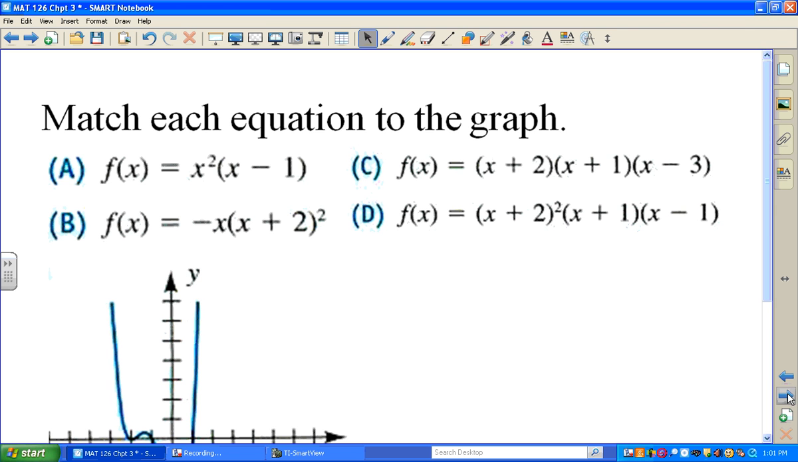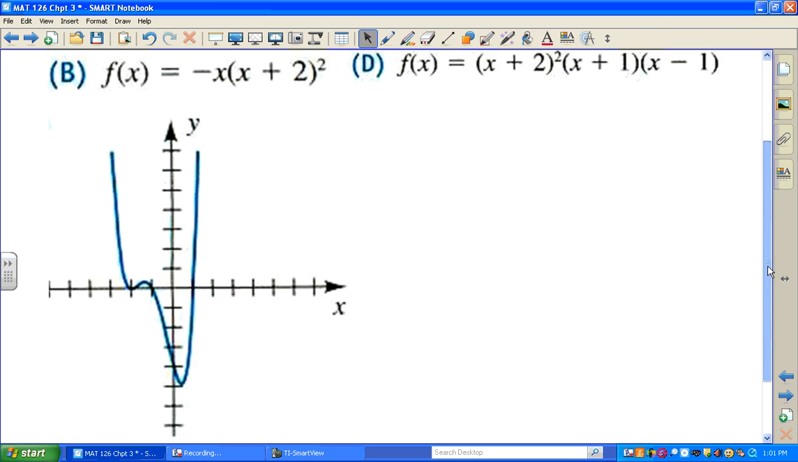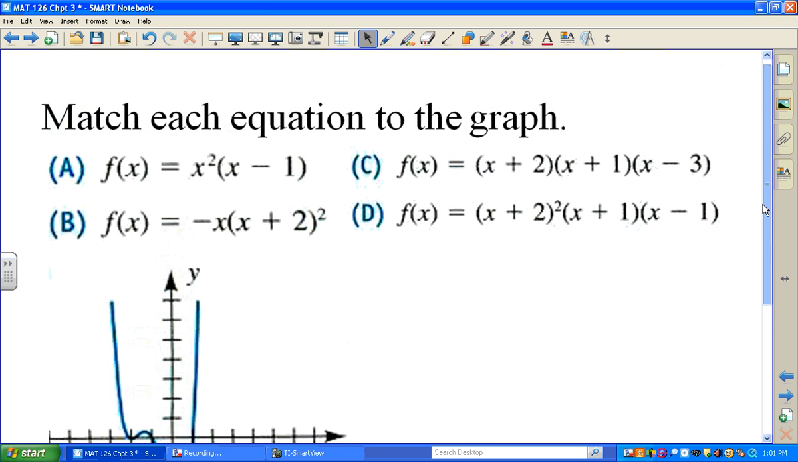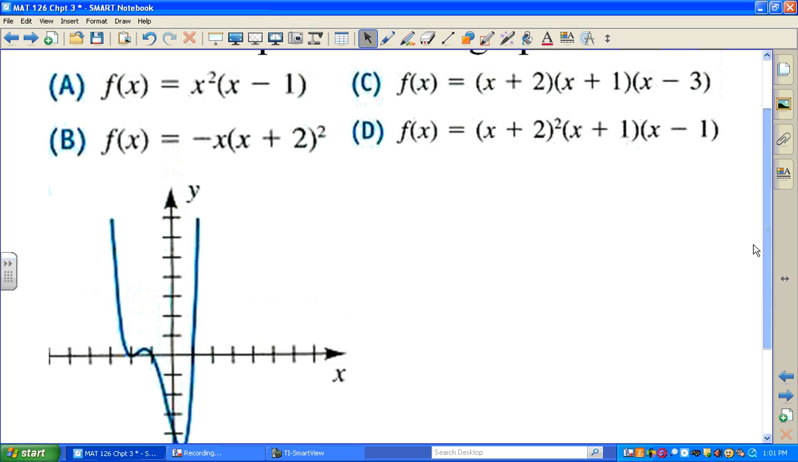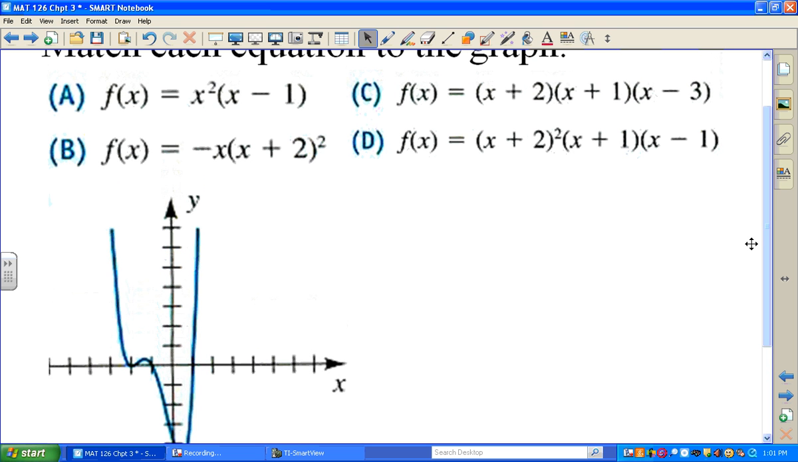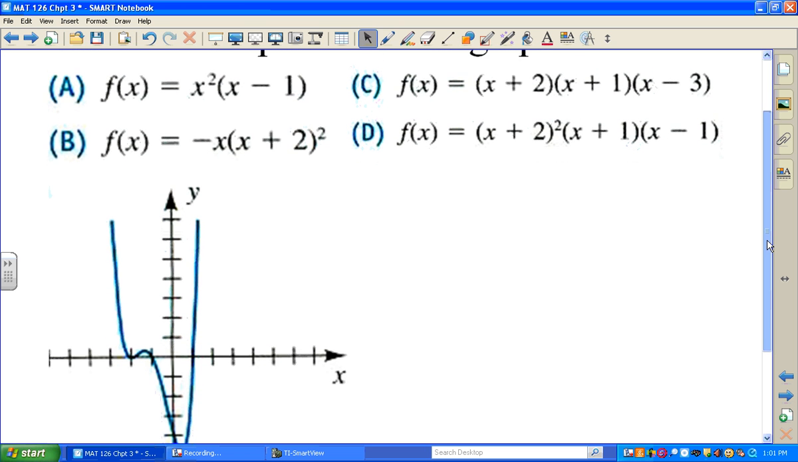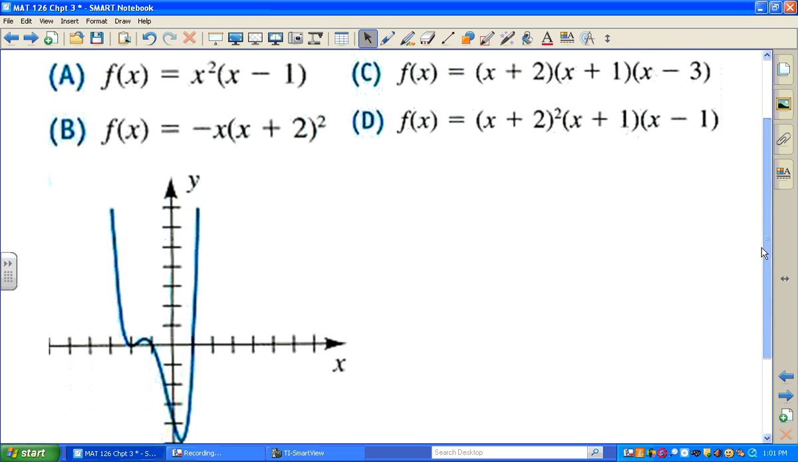I want to do this. Match each equation to the graph. How can you tell which one's which? Plug it in your calculator. Well, you could, but how do you know it's not A? Because it's x to the 4th. No, there's another reason it's not A. What value makes x equal to 0 in A? 0, and the graph clearly is not touching x equals 0.